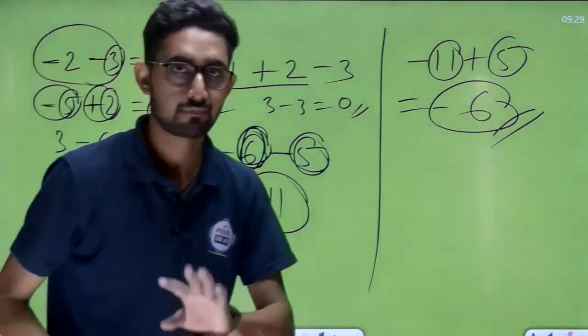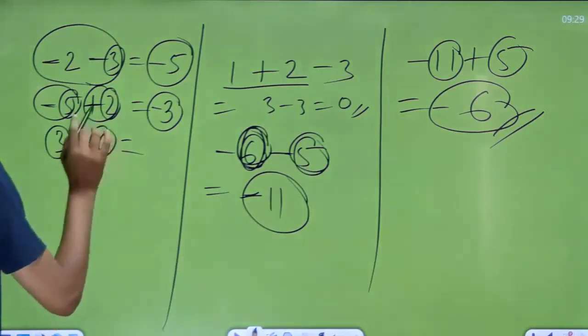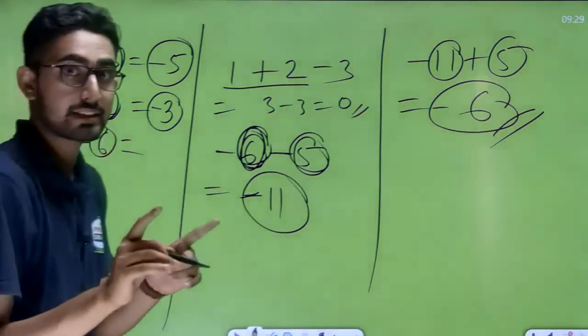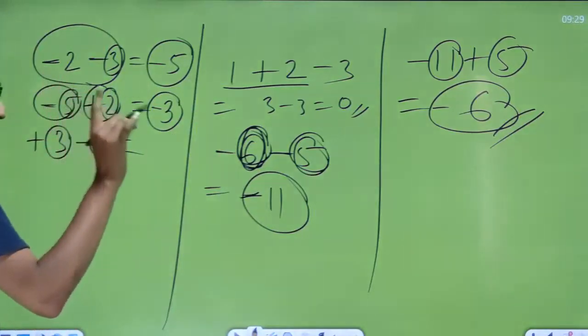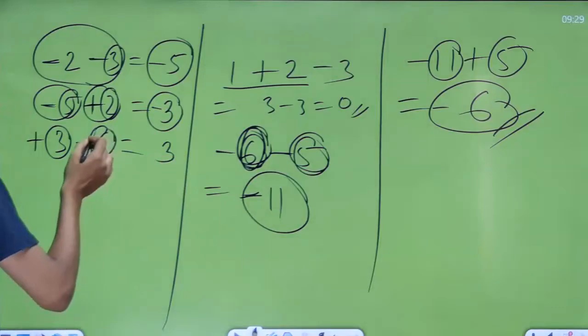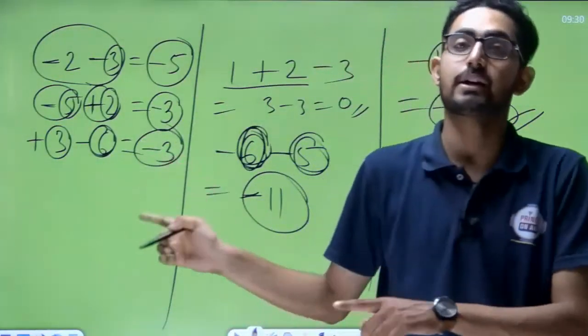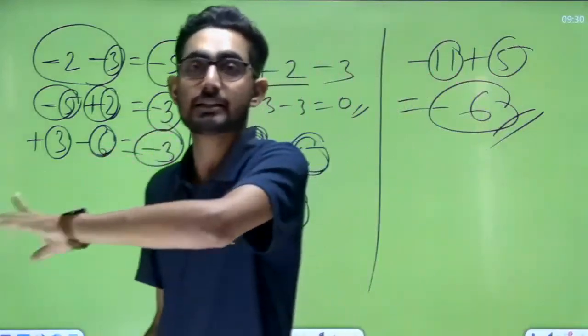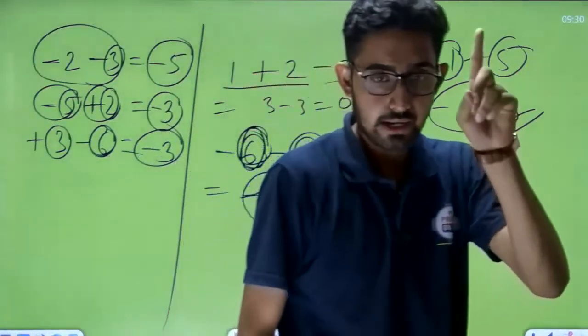Done. Now next question. 3 minus 6. Again, before 3, does anyone know which sign is there? Plus sign is there. Yes. So plus minus, minus. 6 minus 3, that should be 3. Before the bigger number, minus sign. So that is your complete answer. In this way you have to solve. If tomorrow this type of question comes, everyone's answer should be correct. Now I will tell you another question.